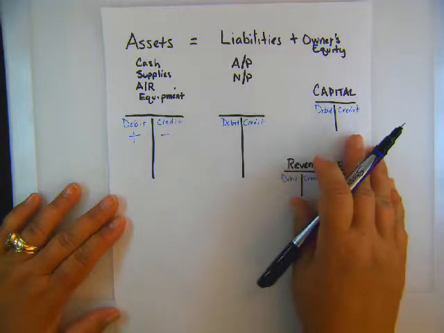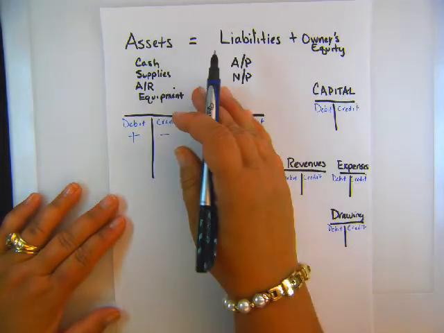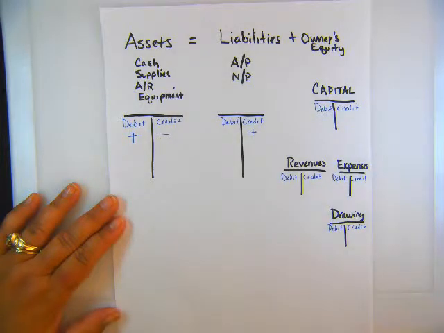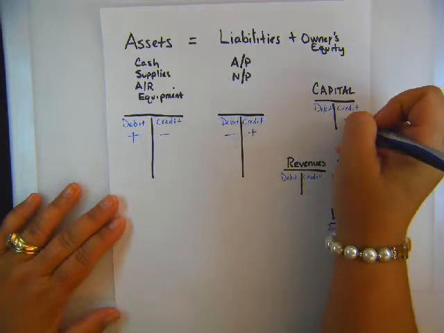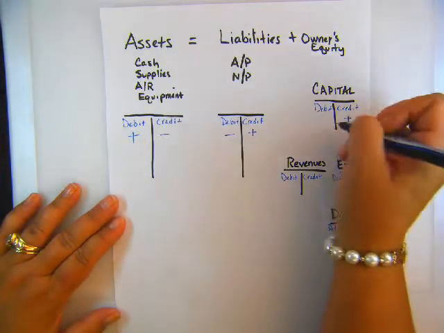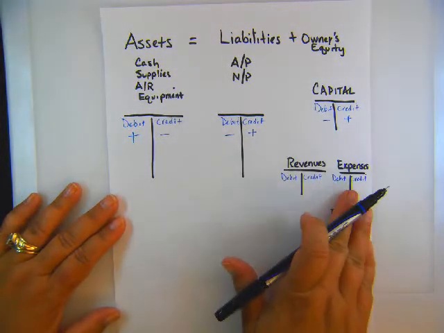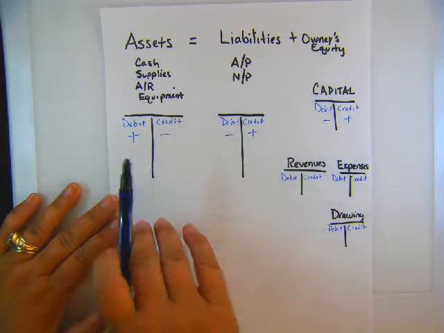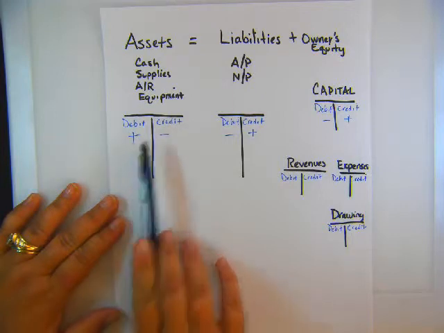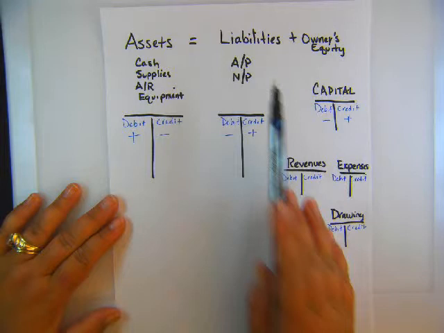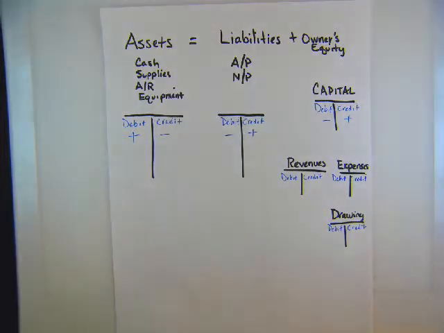If I move to the other side of the equation, liabilities are on the right. We increase liabilities with a credit. We decrease with a debit. Capital, increase with a credit, decrease with a debit. Now we're going to worry about these three that feed into capital later. Just want to go over the fact that we increase on the left or increase on the right according to which side of the accounting equation the account is on.